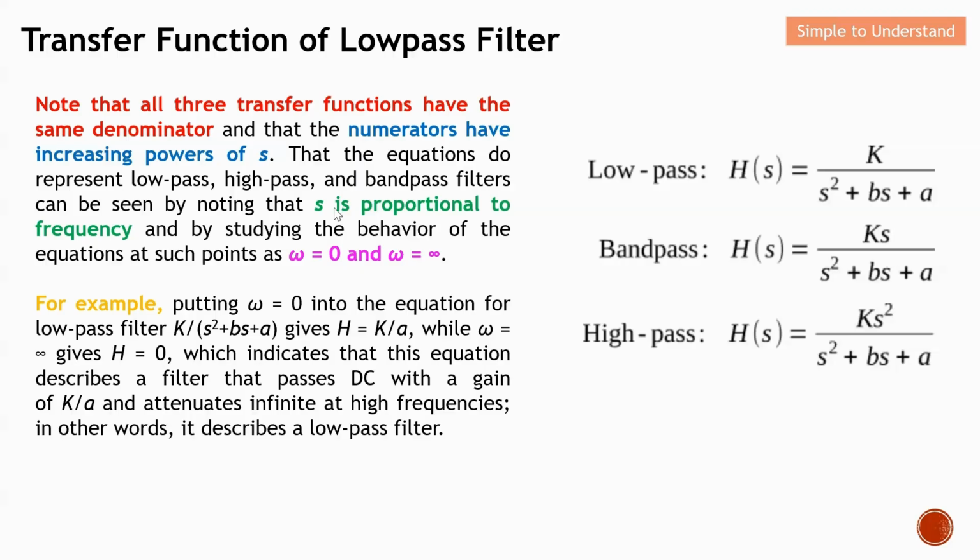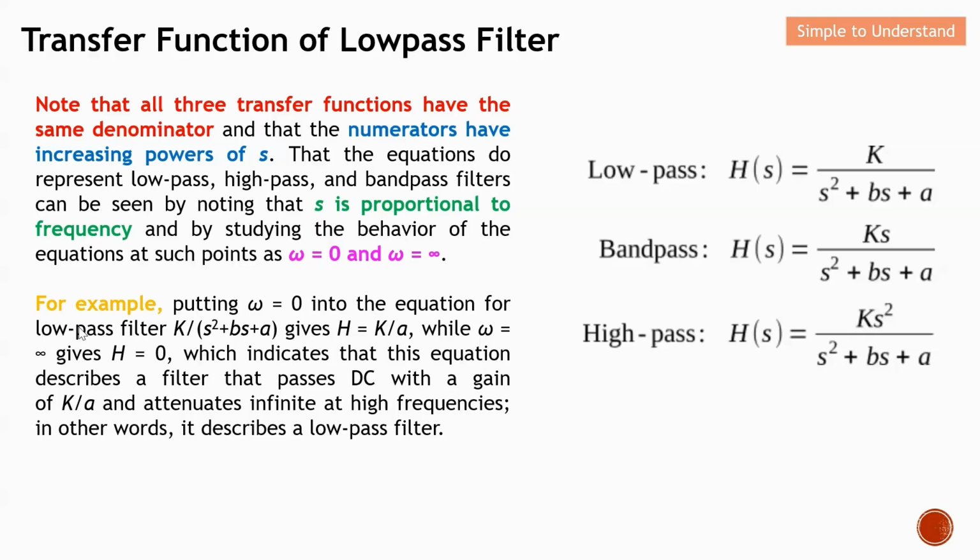You can also take note that this S is basically proportional to frequency. If you want, you can replace this S with j omega, j radian. So from here, you can see that we can study the behavior of the filter by breaking it into two points. One is where omega equals 0, which is what we know as low frequency. And when omega equals infinity, this is what we know as high frequency. We can break this into two points to understand the characteristics of filter design.